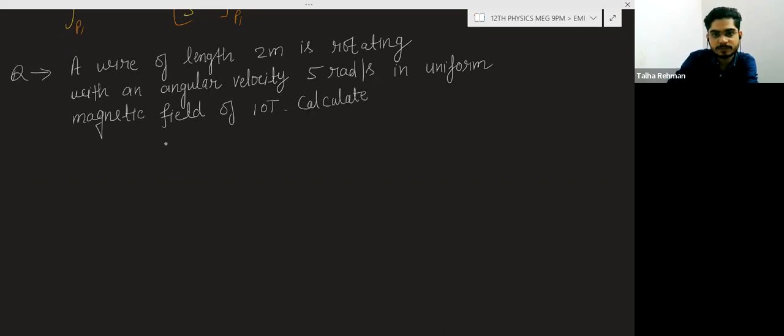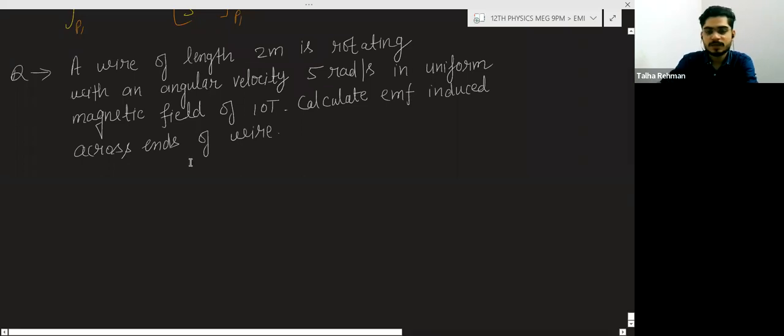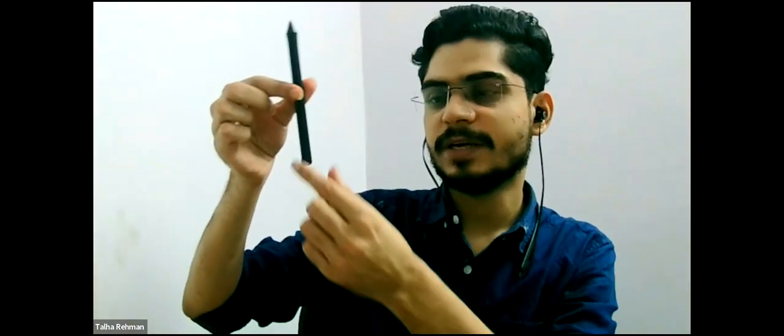Calculate the EMF induced across the ends of the conductor or wire. So here is a wire, and suppose this is a straight wire, and this wire starts rotating in a magnetic field around it, rotating with respect to this point, like this, like this. So what will happen? There will be an induced EMF in this wire.